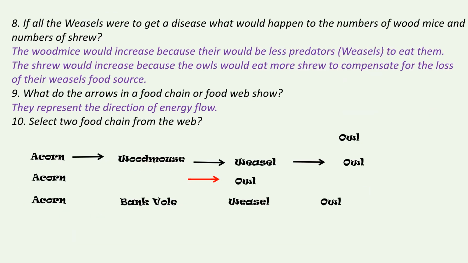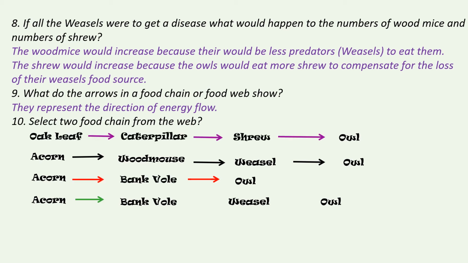The answer to the next question would be that the wood mice would increase because there would be fewer predators, which are the weasels, to eat them. The shrew would increase because owls would eat more shrew to compensate for the loss of the weasels, which was one of their food sources. Well done if you managed to get that correct. We did quite a lot of that in third year, but we will go over that in more detail. And then the arrows in the food chain represent the direction of energy flow.